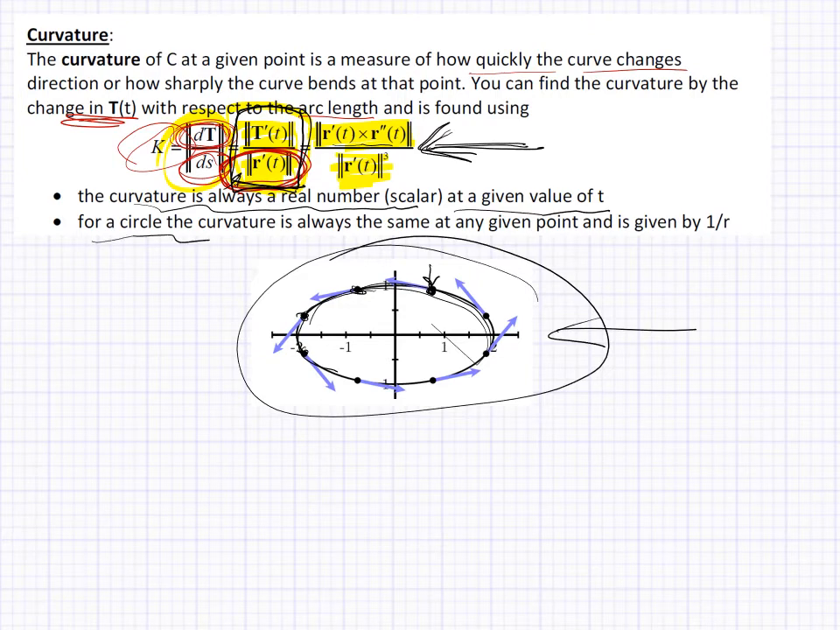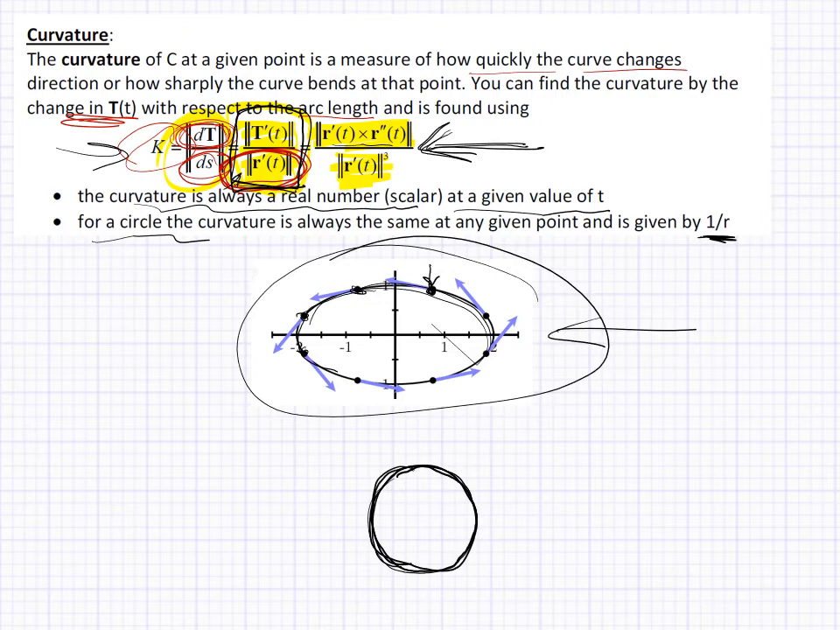One thing that will happen with a circle is that it's turning the same amount the entire time. So the curvature throughout the entire function would end up being a constant. It's always going to be the same no matter what the point is in a circle. And we could easily find it simply by using 1 over r. But we could also see that we're going to get the same thing if we use this formula.